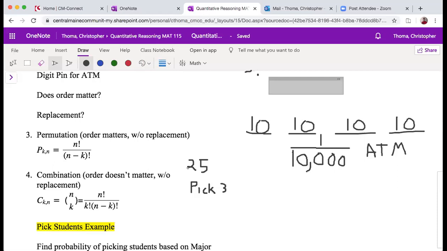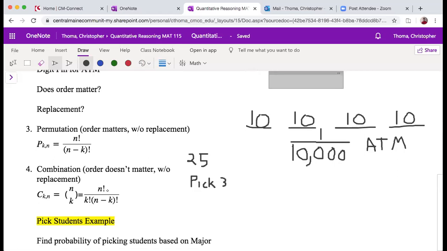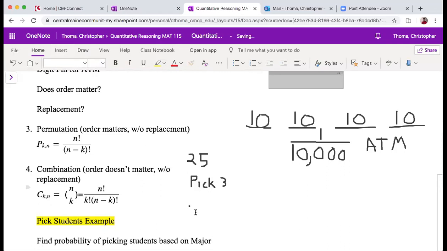And what that means is not so much how I pick them, but once I pick everything I'm picking, if I change the order in the outcome, does that create a new outcome? If the answer is yes, then that is a permutation problem. If the answer is no, then that is a combination problem, right? So for an example, I'm not going to try to write all this out by hand, so I'm just going to type it.